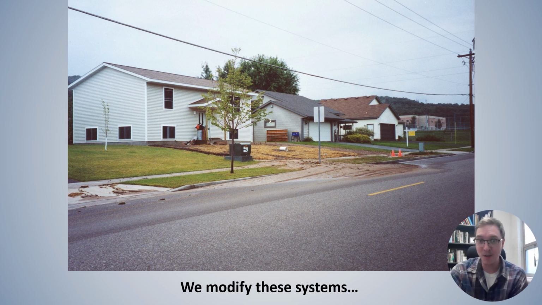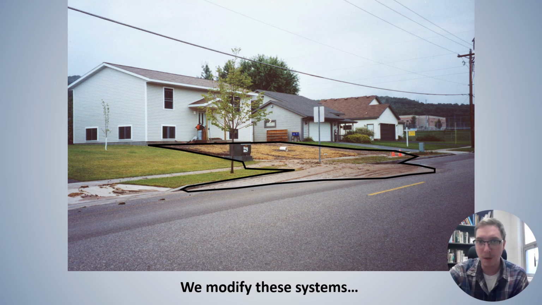Now, this is an idealized system here, right? We don't live in an idealized world. We modify these systems pretty heavily, as a matter of fact. We can see in this case there was a recently re-laid lawn. There's straw over it right now, and you see this big plume of sediment that has been washed off onto the road after seemingly a recent rainfall.